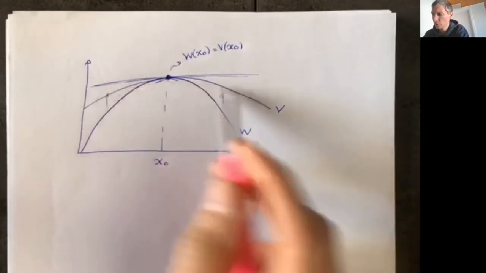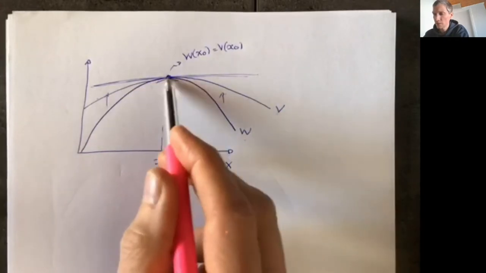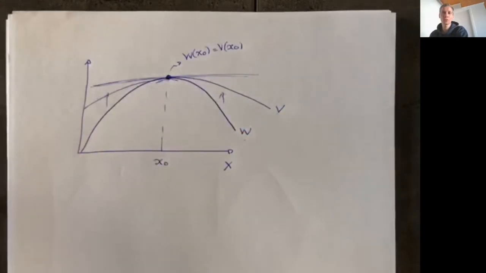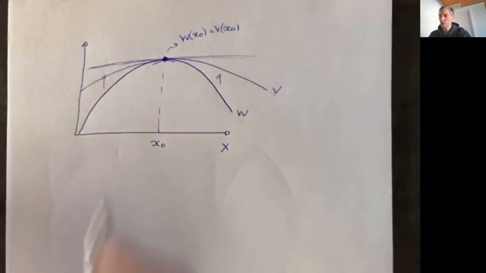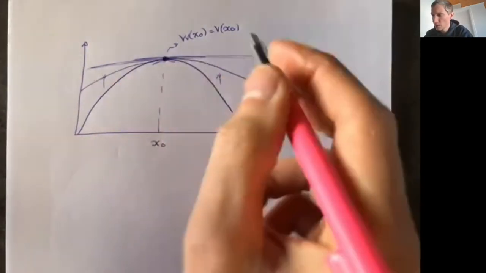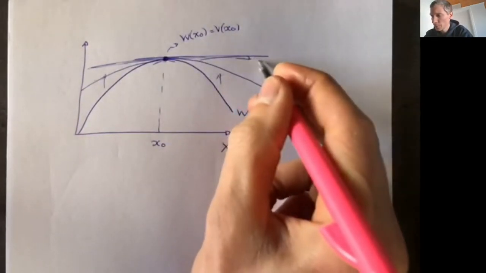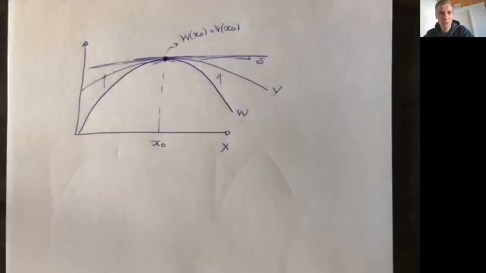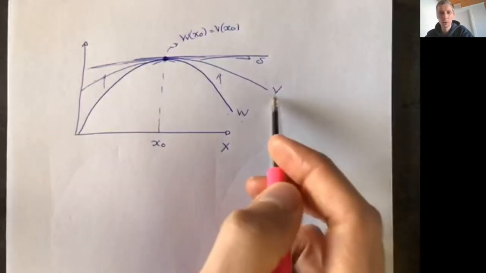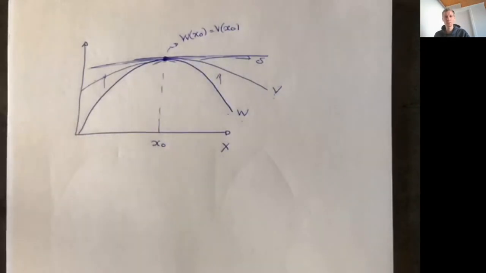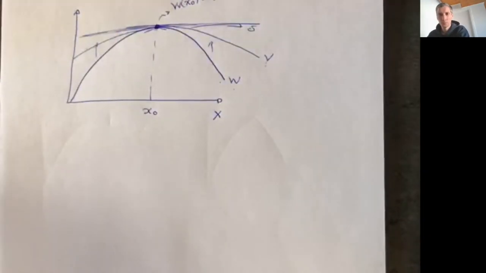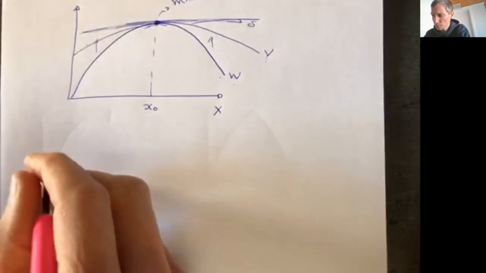So if v doesn't have a kink at this point, then of course it's differentiable and we have a derivative, and the derivative will be equal to the slope of this tangent line, say delta. So the derivatives of w and v at x0 are identical. Okay, so the proof is the following.